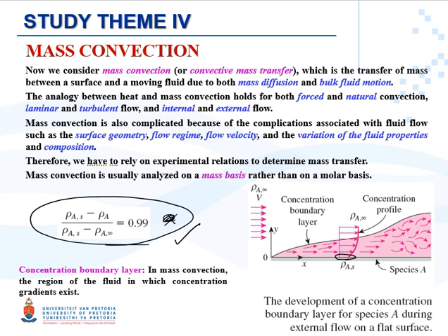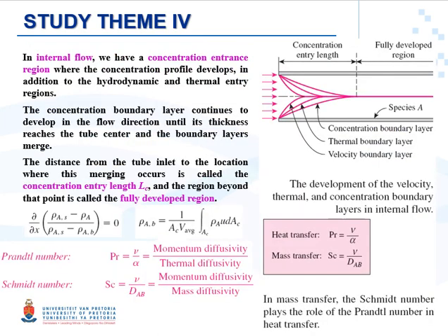What are rho AS and what is rho A infinity? So rho AS basically is the density of species A at the surface, and rho A infinity is the density of species A at the free stream. It is for external flow. How about internal flow? Because you know that in heat transfer we had external flow and internal flow.